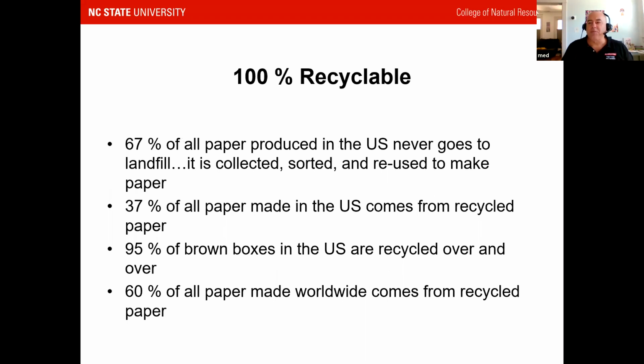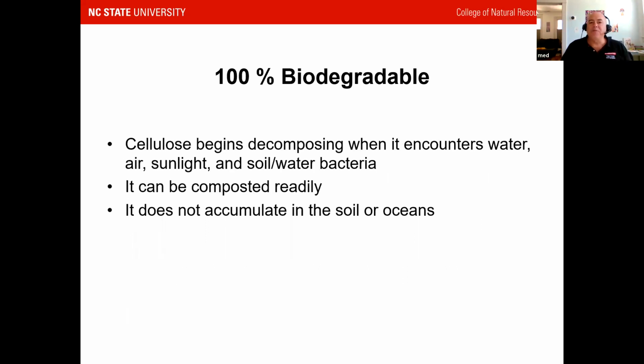Paper is 100% recyclable. Look at those statistics. Of all the paper we make in the United States, 67% of it is not sent to the landfill. It is diverted, sorted, separated, sold, and put into recycled paper. And in fact, 37% of all of our paper and paperboard come from recycled paper. Those brown boxes that you get from Amazon, those brown boxes that things are shipped to you in, you slit that tape, you throw it in the recycle bin, 95% of them go around and around and around. And worldwide, 60% of the paper worldwide comes from recycled paper. It's 100% biodegradable.